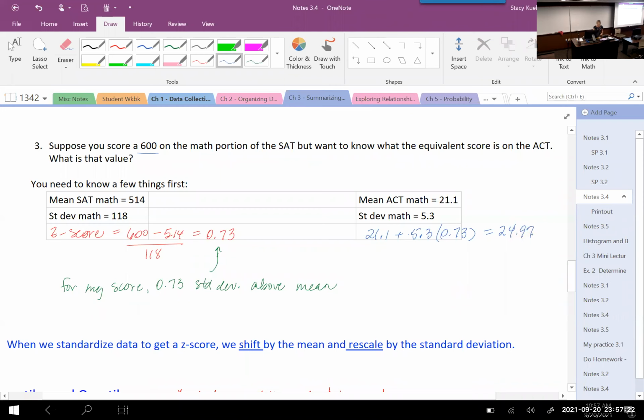Okay, so remember, z-scores tell me how many standard deviations away from the middle I am. What we found was that my SAT score was equivalent to 0.73 standard deviations away from the middle. How much is that in terms of ACT? So I take how far away from the middle I am, 0.73, multiply it times the ACT standard deviation and add it to the ACT middle. All right? That's how we can go from one into the other.